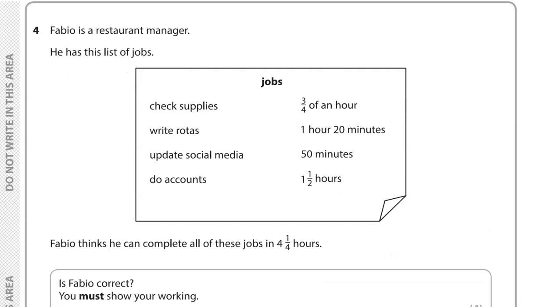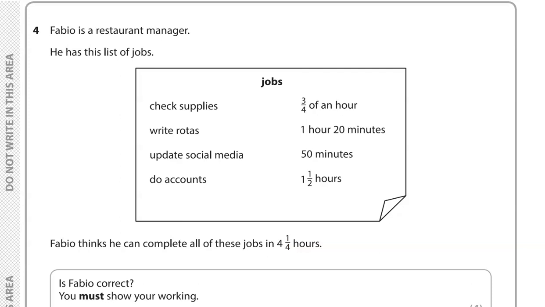Fabio is a restaurant manager. He has this list of jobs: check supplies, 3/4 of an hour, write rotas 1 hour 20 minutes, update social media 50 minutes, do accounts 1.5 hours. Fabio thinks he can complete all of these jobs in 4.25 hours. Is Fabio correct? You must show your working. Now there are different ways you could do this. You could convert all of these into minutes and then add them up.